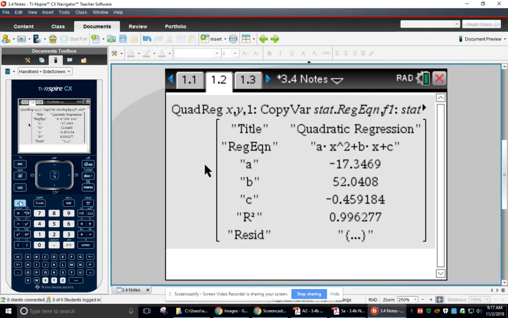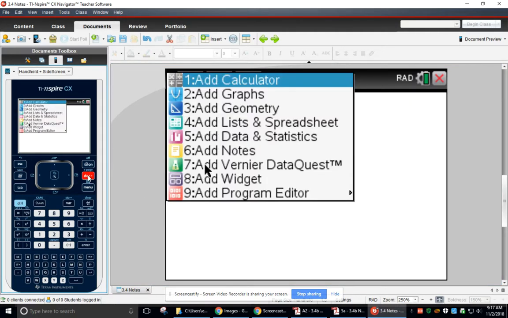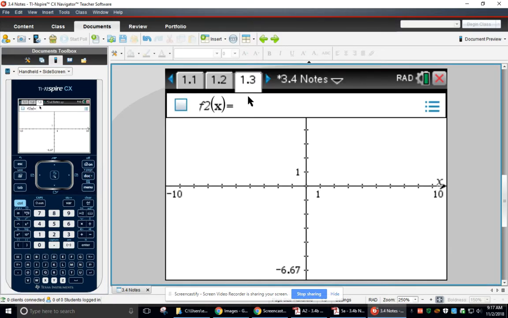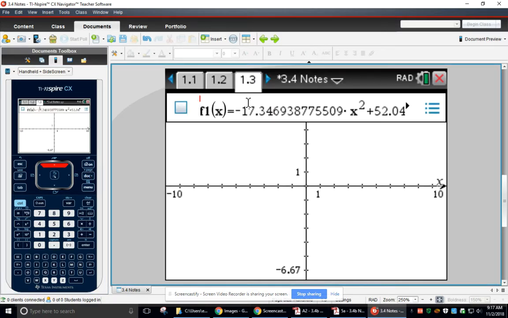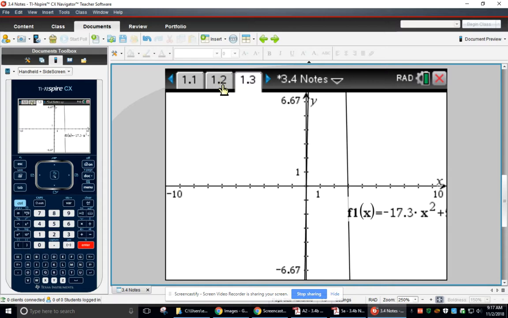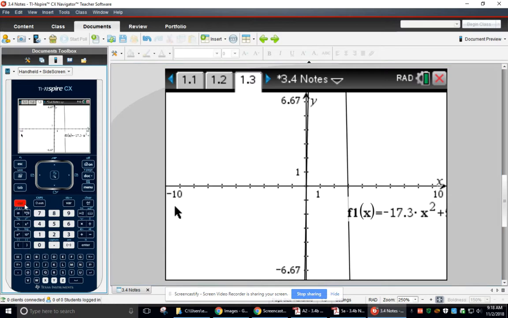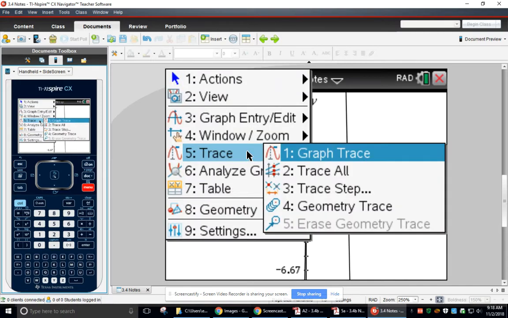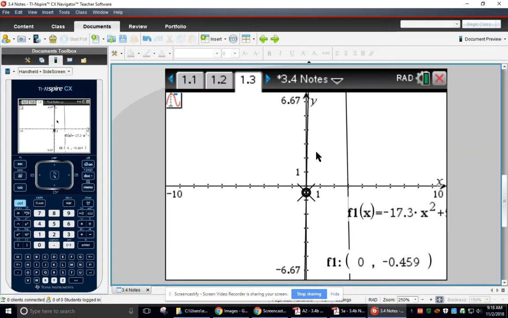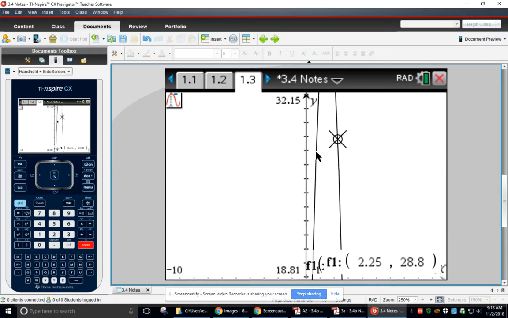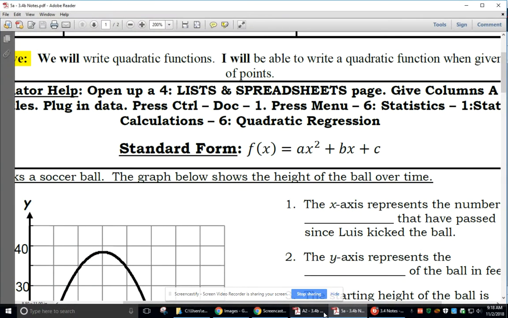So once you have this, like I said, everything's linked together. So hit Control Doc and go to Add Graphs. When you press that up button, there's the function. Nothing's rounded. It is exactly as it was right here. So everything, it's graphed. There's no rounding. And if you want to find an exact value, you got to go to Menu, Trace, Graph Trace. And with this, you can type in any X value you want. So if I want to know where it is at 2.25 seconds, that's how I got the 28.8.